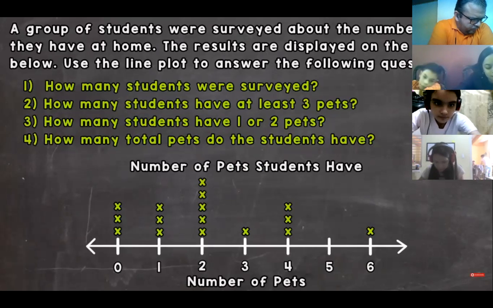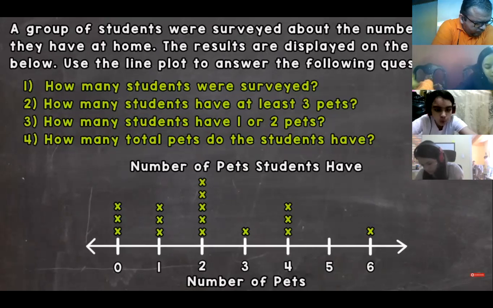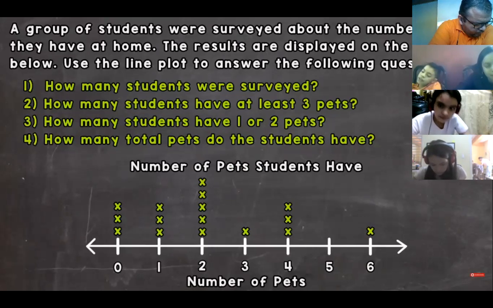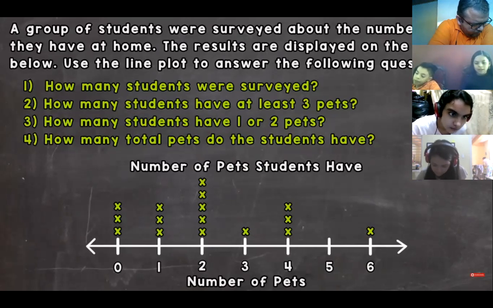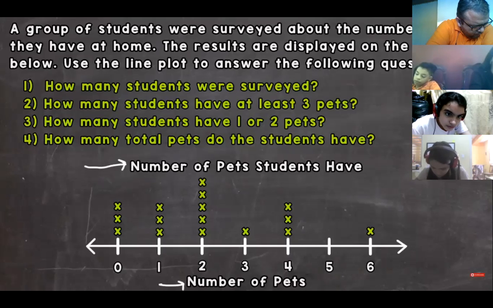So number 1, how many students were surveyed? Well, let's take a look at our line plot here and see what this line plot tells us. Well, the title tells us what it's about, right? It's the number of pets students have. And these numbers down here represent the number of pets. So how many students were surveyed? We need to count the number of X's in the line plot here because each X represents a student that was surveyed.